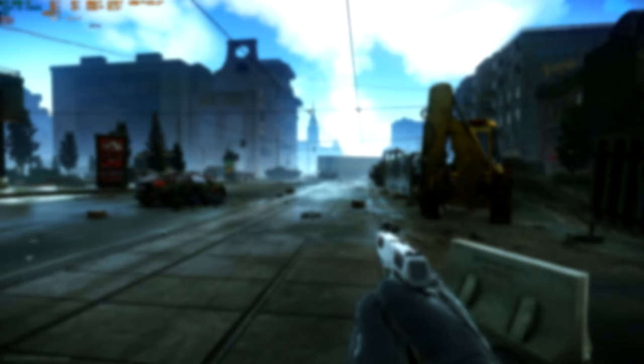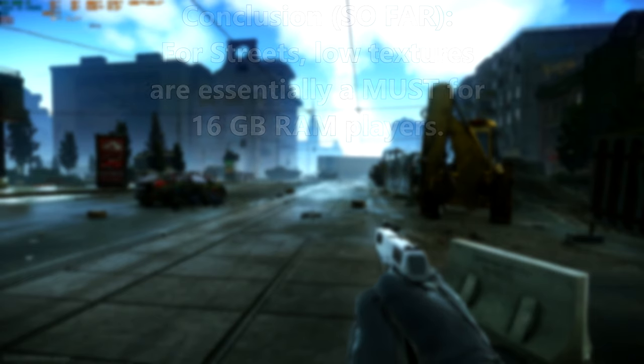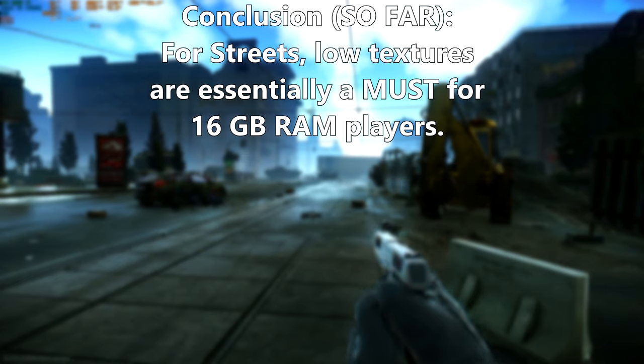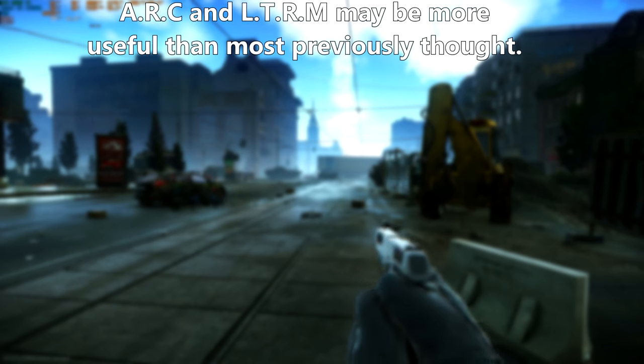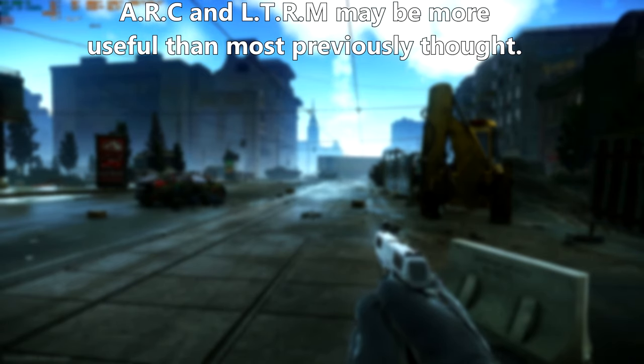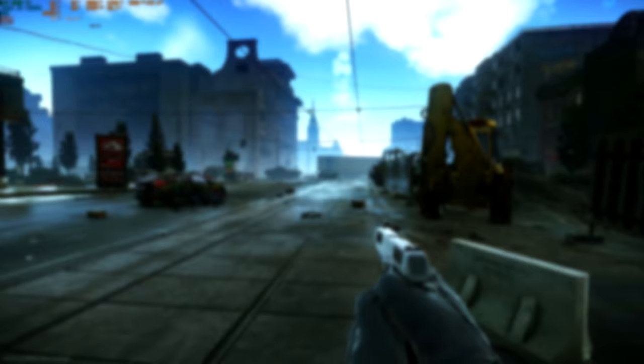Sadly, with this data in mind, I really can't suggest going above low textures if you're at 16 gigabytes of RAM. Unless you have a bunch of VRAM to spare, it really isn't worth it. The allocation just constantly spills over. Secondarily, automatic RAM cleaner seems to be a must to help avoid this issue. And I also think that the lower texture resolution mode is attempting to combat this issue, but to what avail, I'm not too sure. I want to collect more data before speaking on that any more.